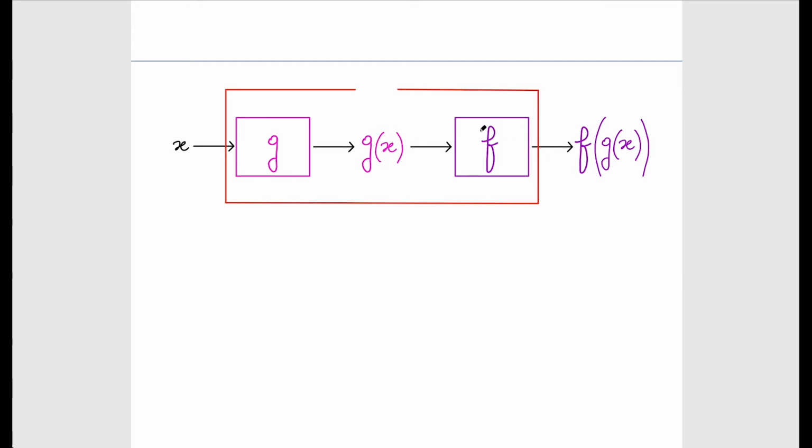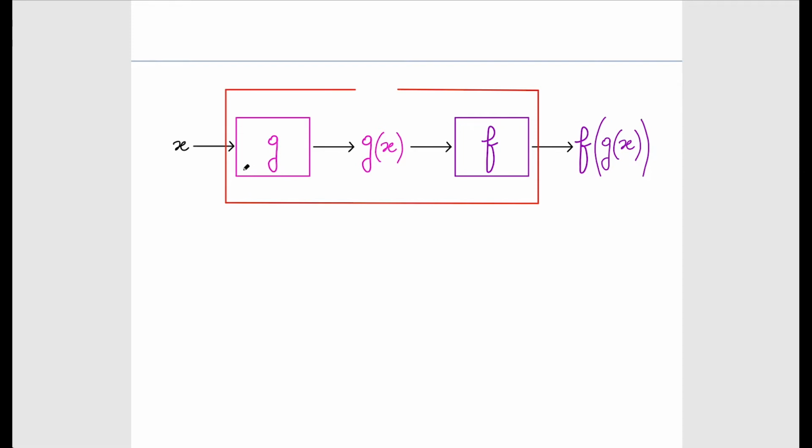So f is gonna now act on this guy, and when f acts on something, the output is gonna be f of the thing, right? And the thing here is g of x. So the output is gonna become f of g of x. So f of g of x. Okay? And that output is gonna be the output of the entire machine, the big red machine.